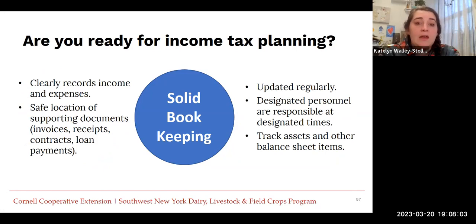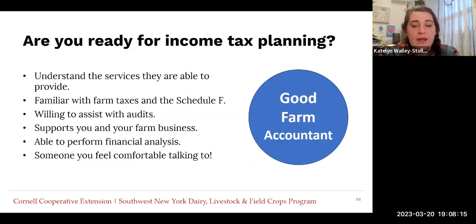Solid bookkeeping. You are very clearly tracking your expenses and your incomes. You've got a safe location for all of your receipts that's getting updated regularly, and you're tracking changes to your balance sheet items. And then finally, a good farm accountant. A good farm accountant is worth their cost.